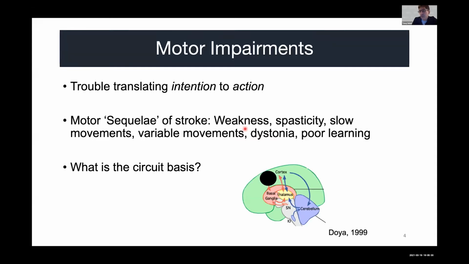The typical sequence of events that a clinician would describe is that there is a lot of weakness in the limb, there is spasticity, there are slow movements, the movements are variable, and there's dystonia, which is abnormal muscle co-contraction. There are also reports that there is poor learning in the system. Stroke patients cannot learn new skills like healthy individuals would. As a lab, we are looking at what the circuit basis of this is. As a systems neuroscience lab, we are investigating some of these circuits using electrophysiology tools, to understand what is really going on in the circuits in the subcortical areas or in the perilesional cortical areas after a stroke.